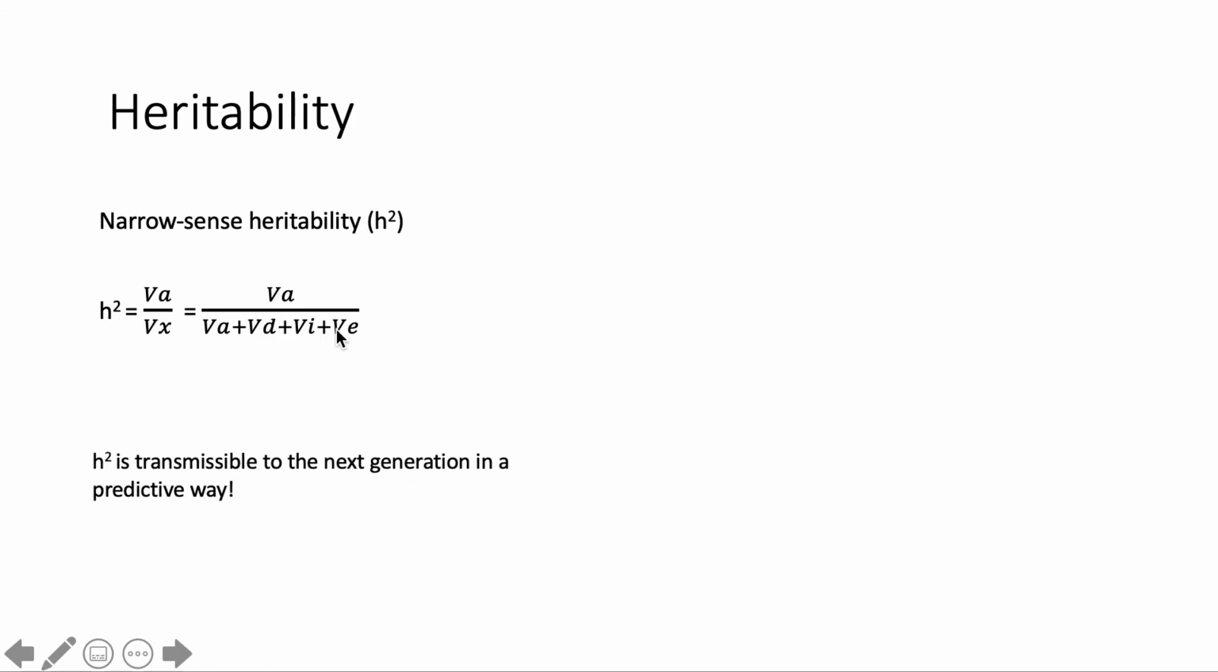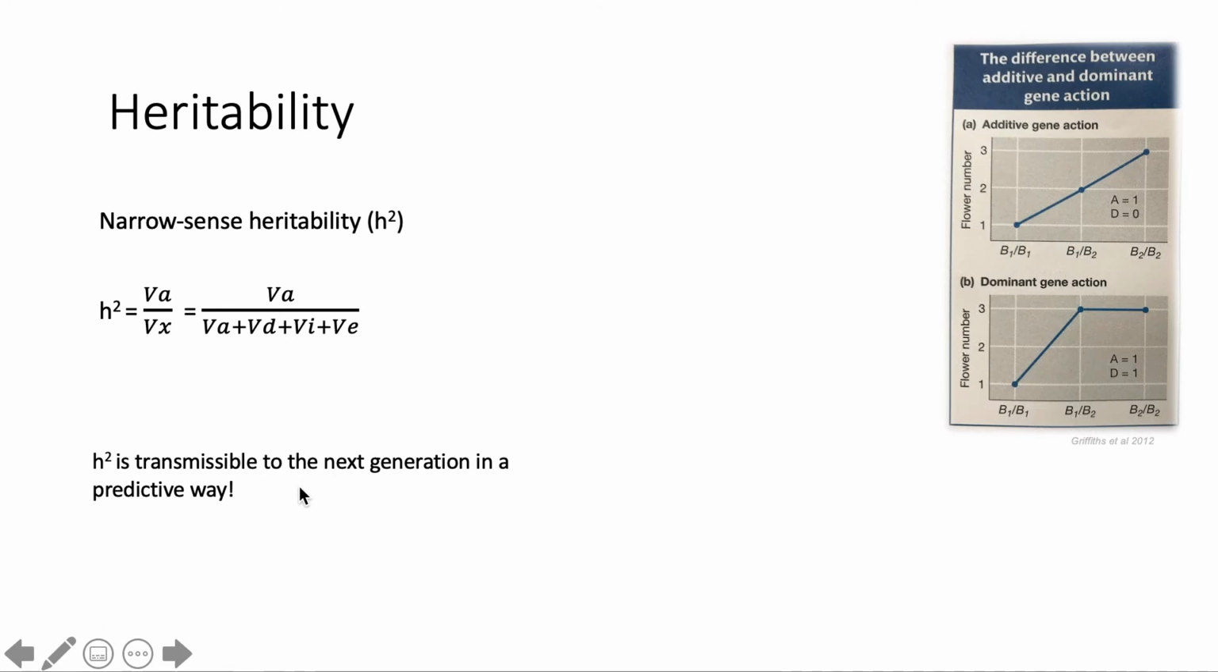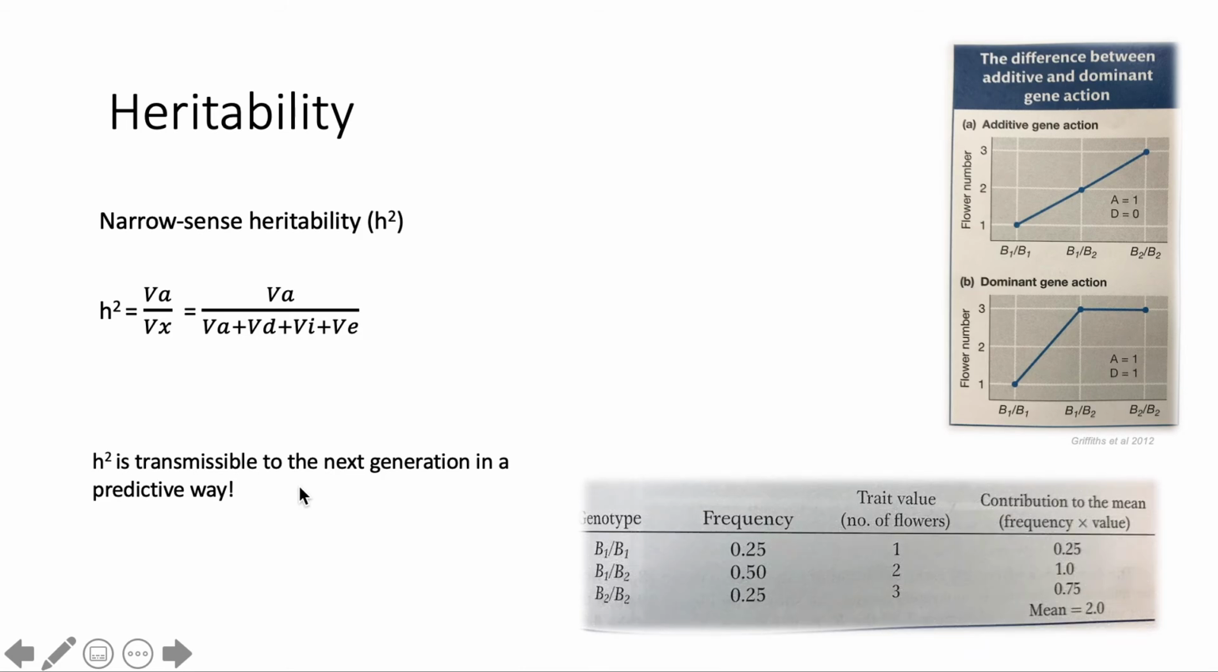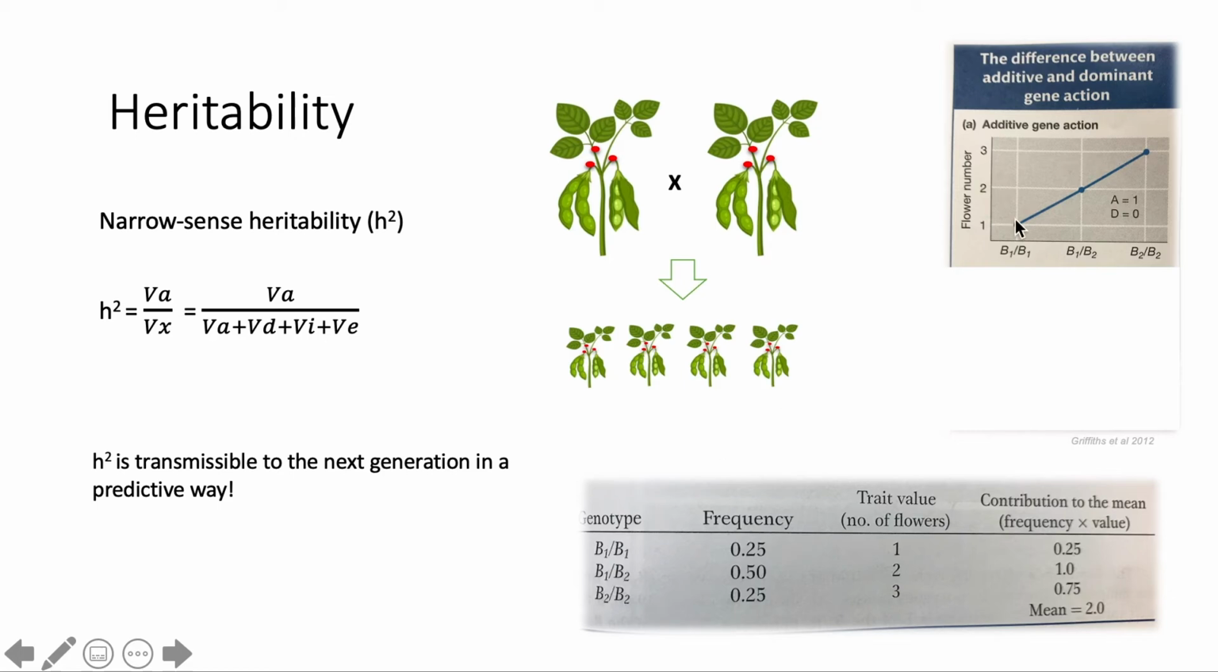And the good thing with the narrow sense heritability is that it's transmissible to the next generation in a predicted way. So just imagine that we have these two cases. One gene that has an additive gene action and another one that has a dominant gene action. I'm going to show you the first example.